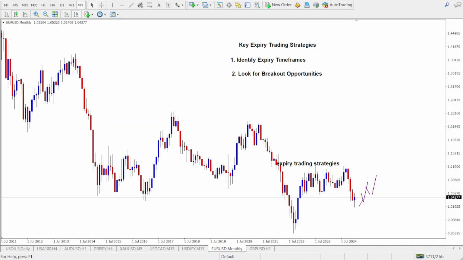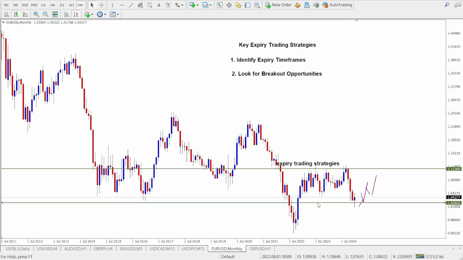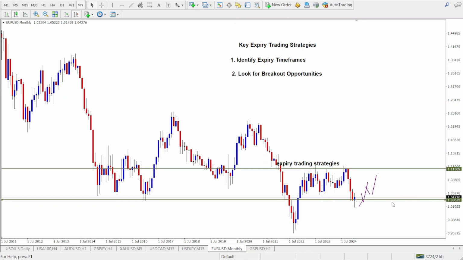So to take advantage of this, you can look for breakout setups. Always make use of your support and resistance zones. Identify key levels on your chart, key support and resistance levels. Now when the market gets close to expiry, these levels can become more significant, and a breakout in the last moment before expiry can be quite profitable.